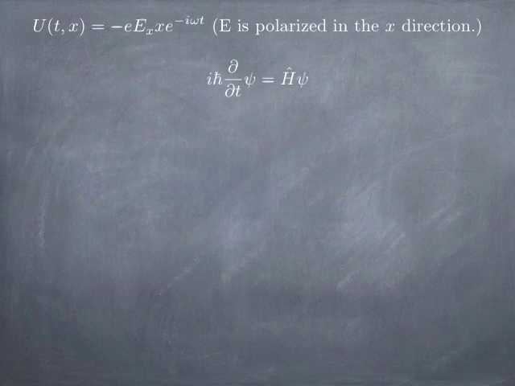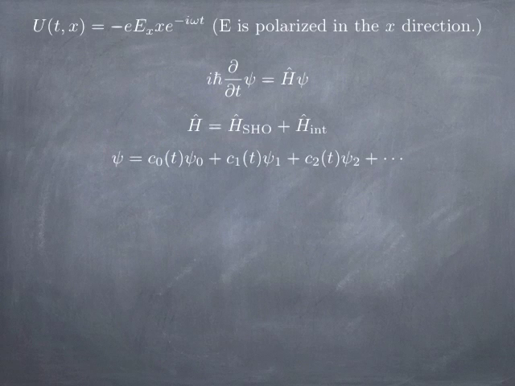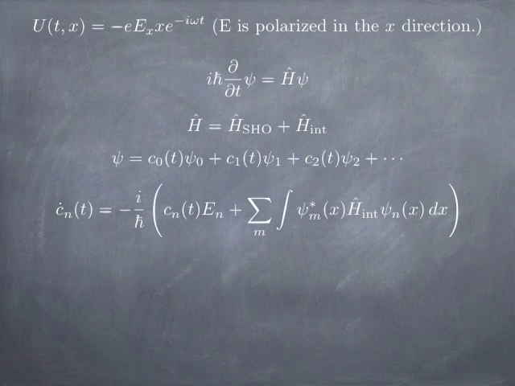We're going to find out next semester how to do this in detail, but basically what we do is we write the Hamiltonian as a part that's the static simple harmonic oscillator potential and a part that's the interaction potential. And then instead of expanding psi as a bunch of Fourier constants times the basis functions, we write it out as a bunch of constants that can have a time dependence. So these are Fourier coefficients that can depend on time. And then if you plug all that back into the Schrodinger equation, you get an equation for the time rate of change of these coefficients.